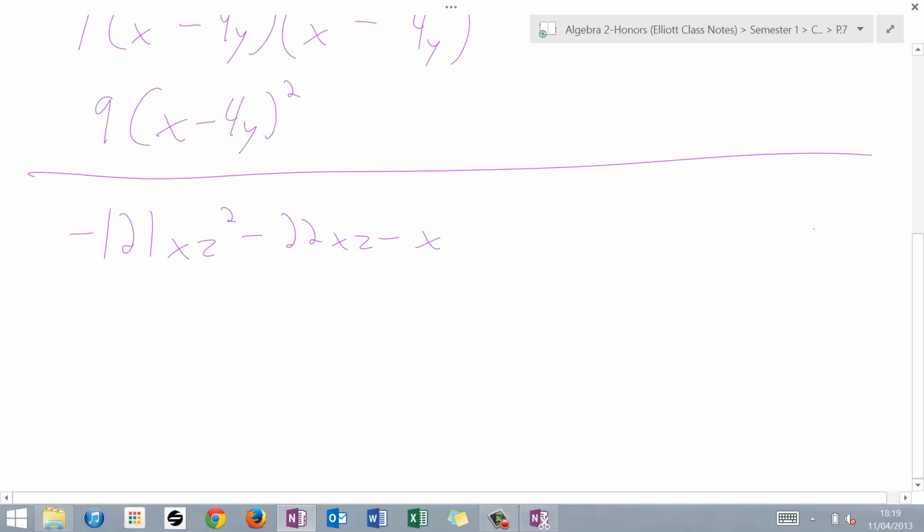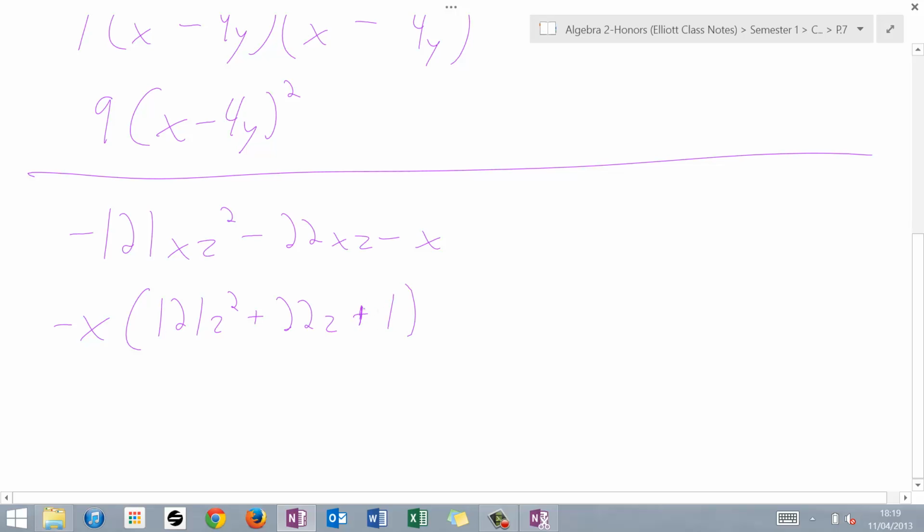Here's another example of one where I still have to take out a greatest common factor. I'm actually going to take out a negative x, so I can switch all the signs, making that 121z squared minus 22z, and that would be plus 22z, and then plus 1.